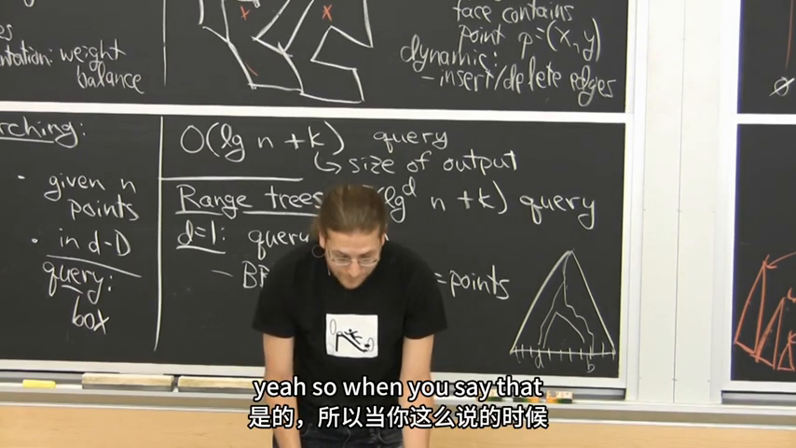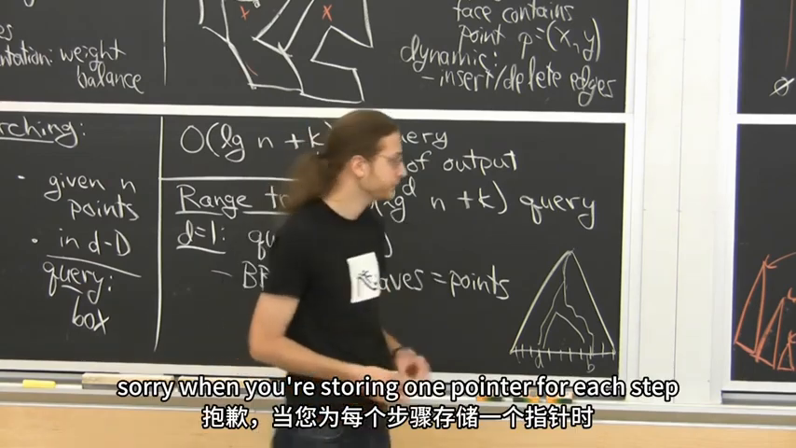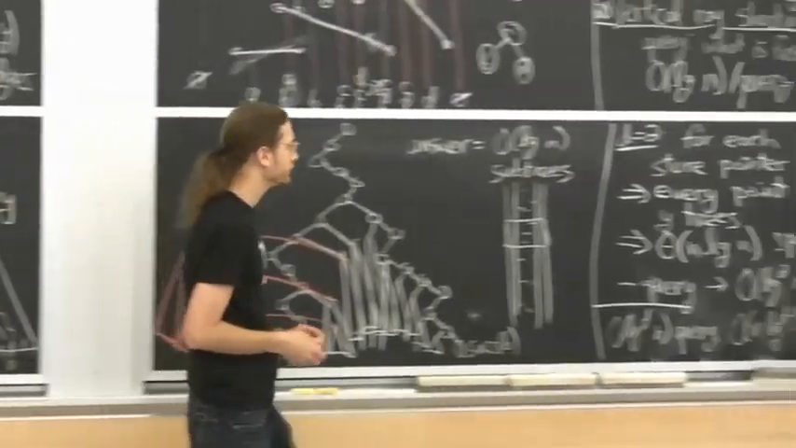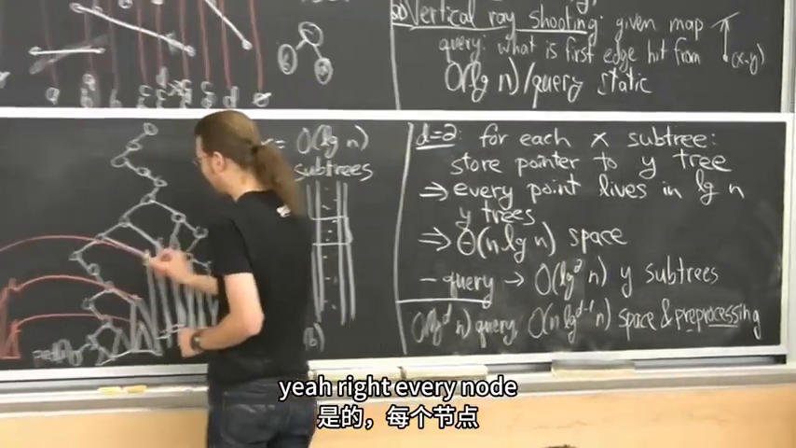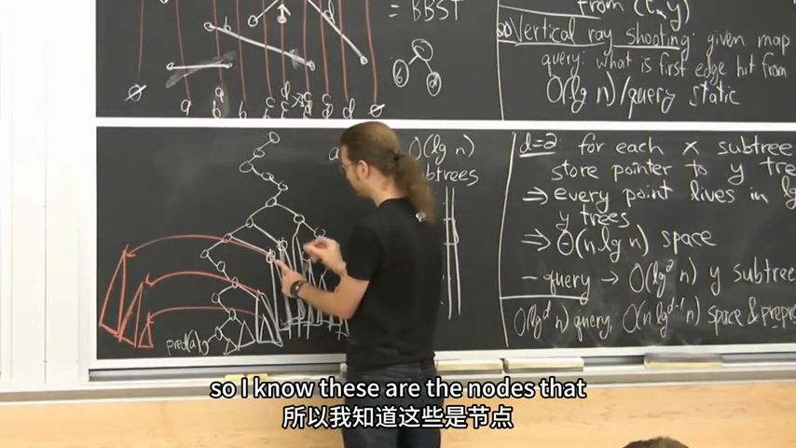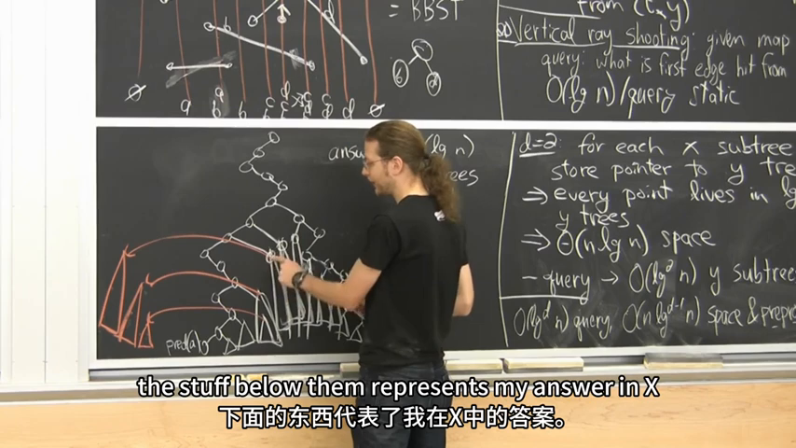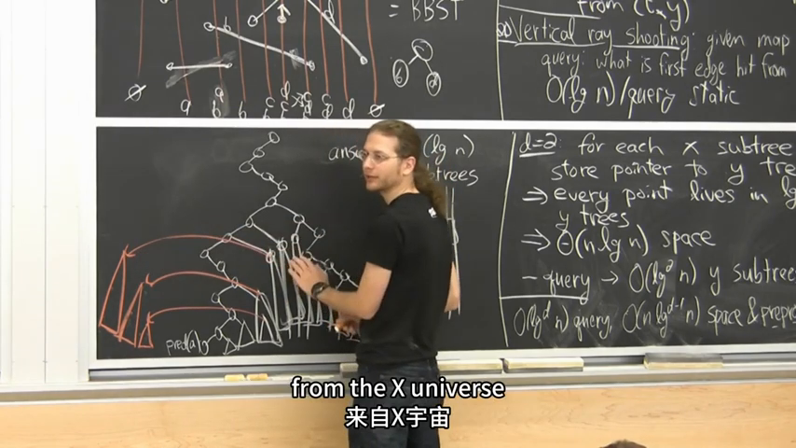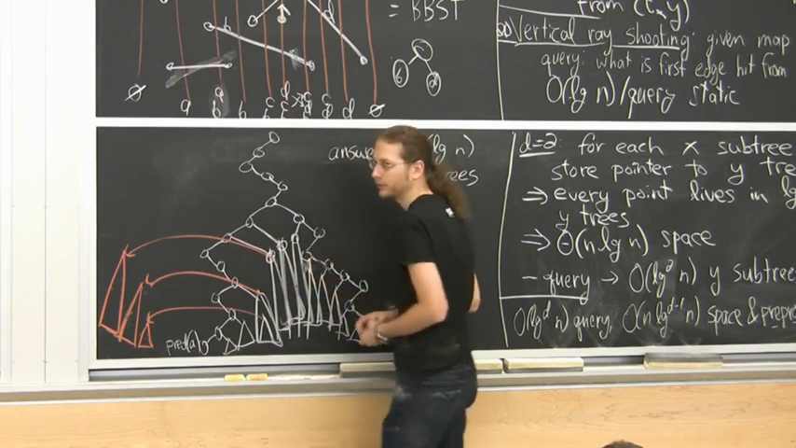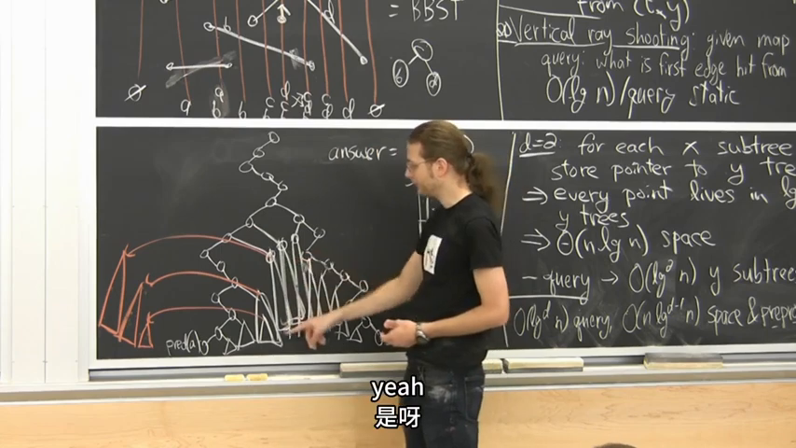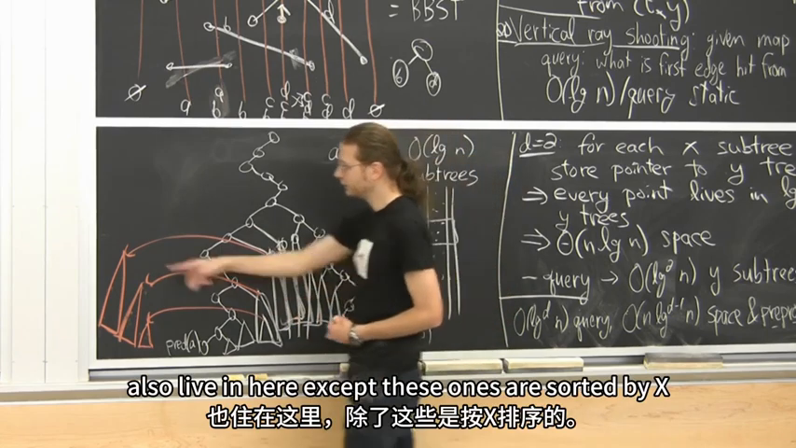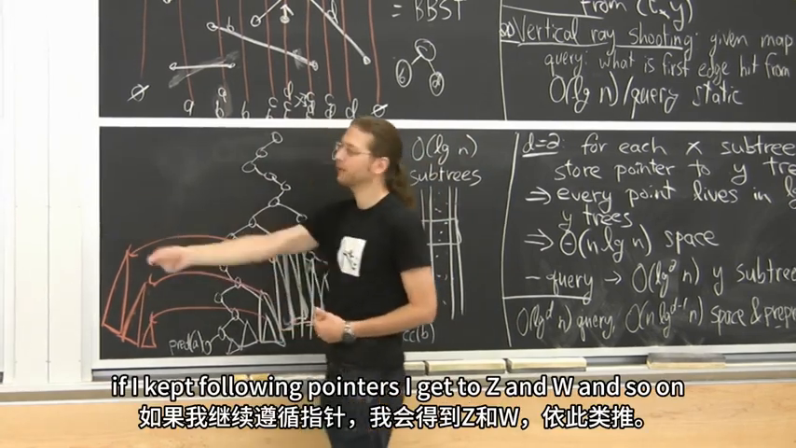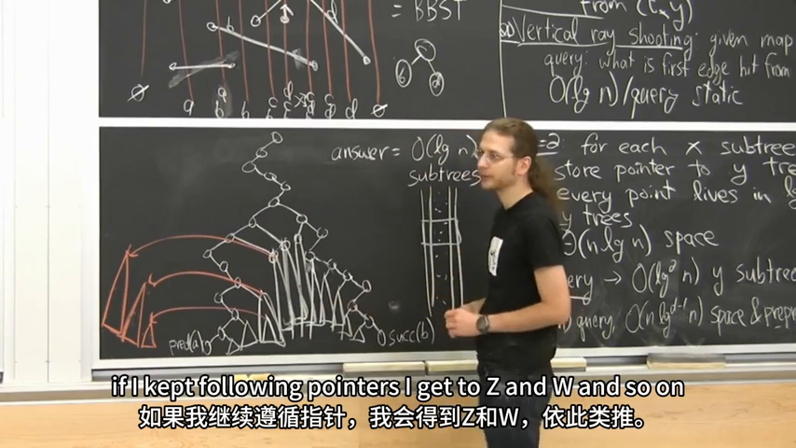When you're storing one pointer for each subtree, you essentially have a pointer for each root, like for each node? Yeah, right. Every node. So I know these are the nodes that the stuff below them represents my answer in X, and so I teleport over to the Y universe from the X universe. It has all of the same nodes of that subtree, arranged in Y. All the points that are in here also live in here, except these ones are sorted by X, these ones are sorted by Y. If I kept following pointers, I get to Z and W and so on.